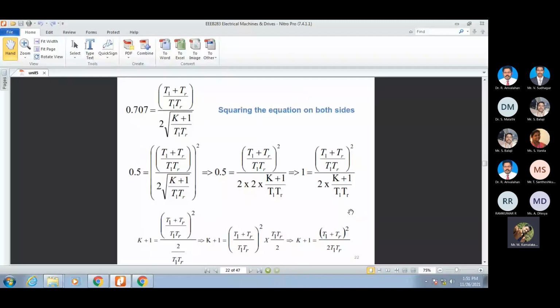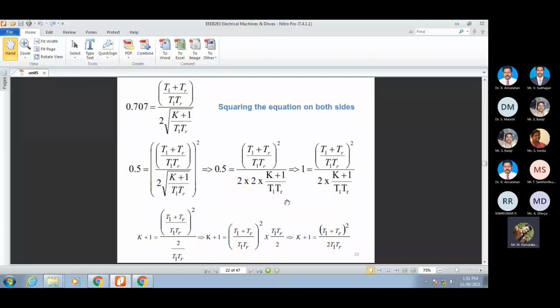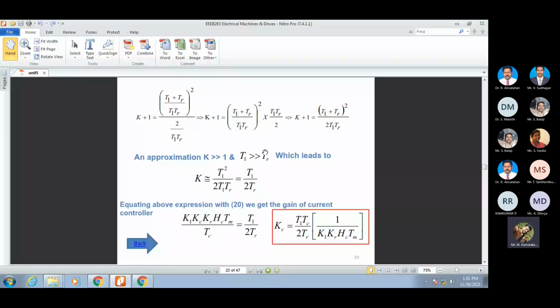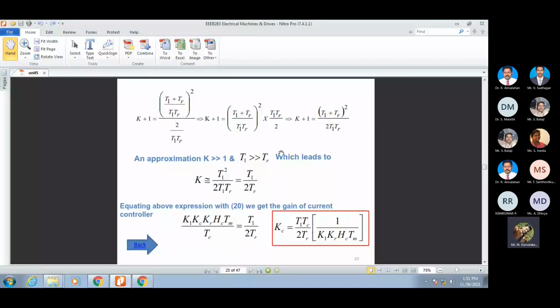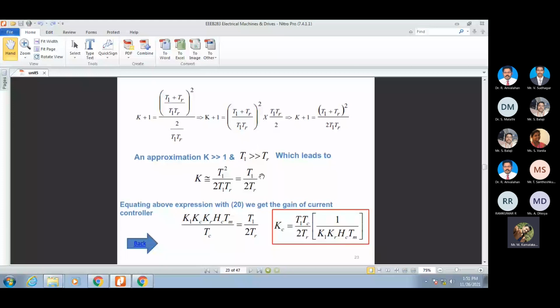So after substituting eta equal to 0.707 and equating on both sides, we are able to compute the value of K, the value of T1, and the value of T2. So at last, after doing the simplification, we get the value of K equal to T1 divided by 2 times TR. So this is the value of K for the current controller.